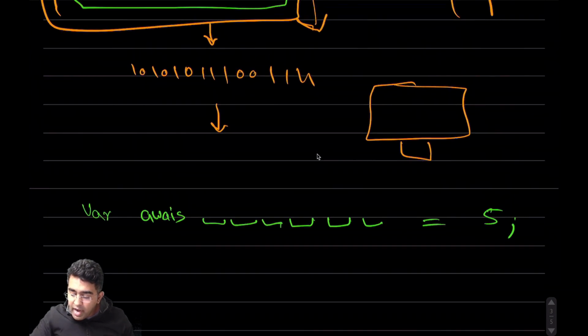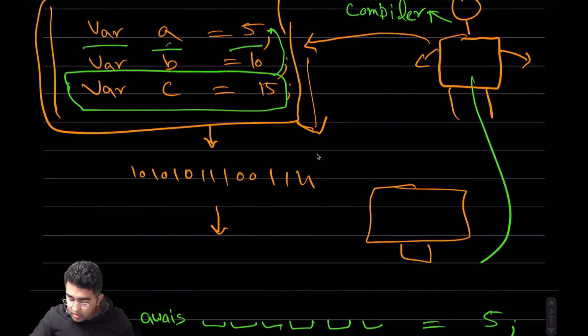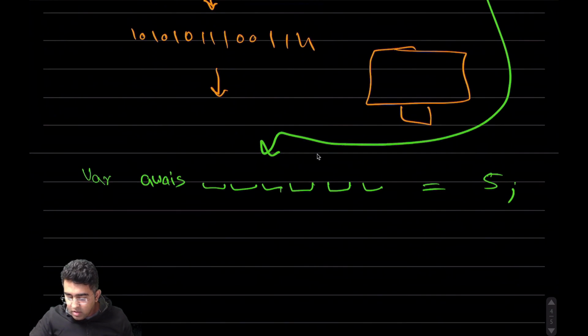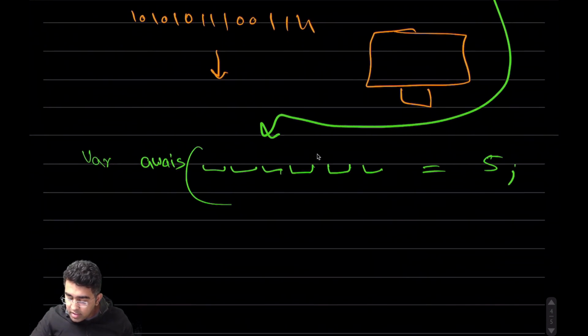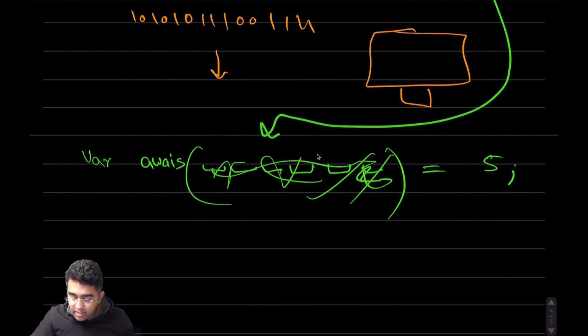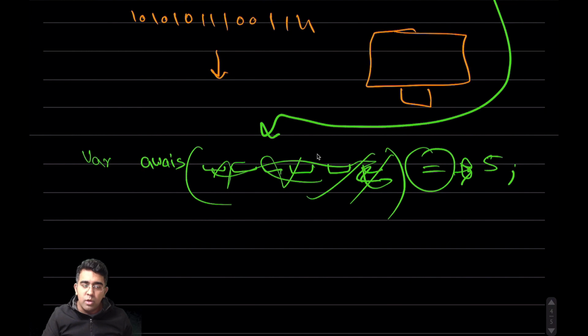Now that guy, the compiler, will take this and say, okay, I don't really care about this gibberish. I want to ignore this. And it's going to say, okay, what, Awais, and jump right to 5. So white spaces are ignored in JavaScript. We talk about JavaScript code blocks as well, but that's a little bit of an advanced topic. We'll talk about that when we talk about functions.